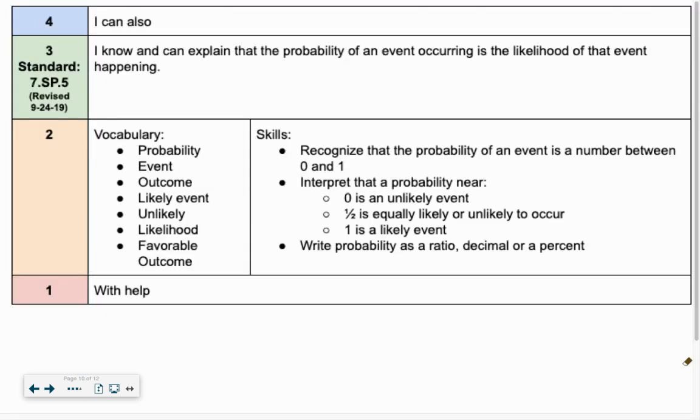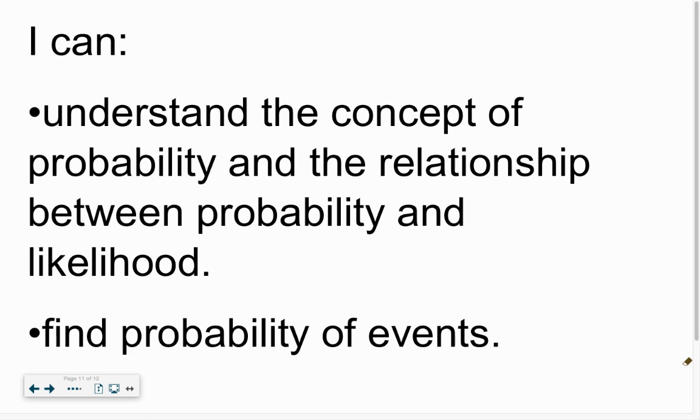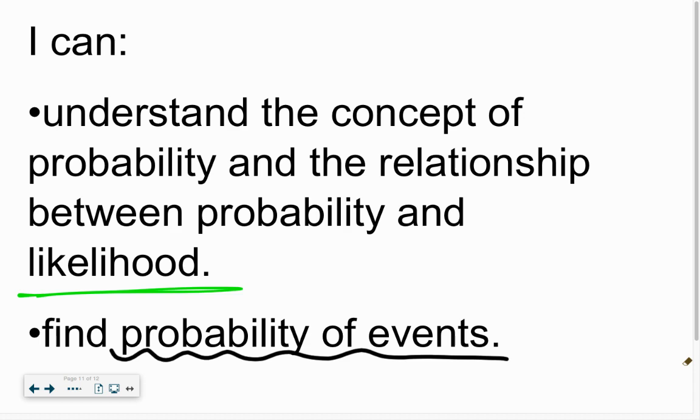Again, we did this because now we're talking about probability. We talked right away about describing the likelihood of an event, and now we're working on writing it as a ratio, a fraction, which we could also switch over to a percent or decimal. All acceptable. I usually just write them as a ratio. So again, today our goal is to understand the concept of probability, the relationship between probability and likelihood, and then the big one that we'll always see, especially on standardized tests: find the probability of events.